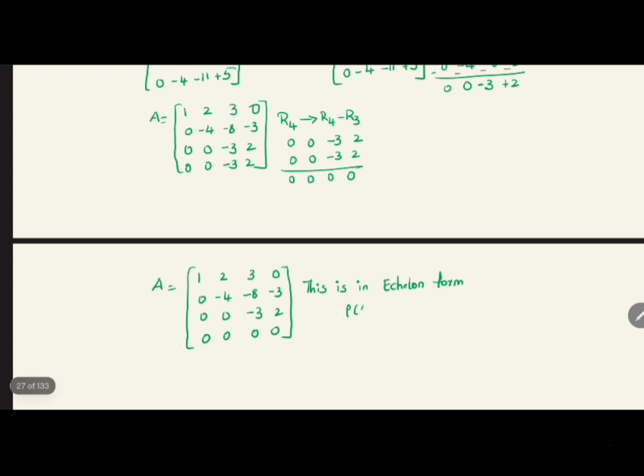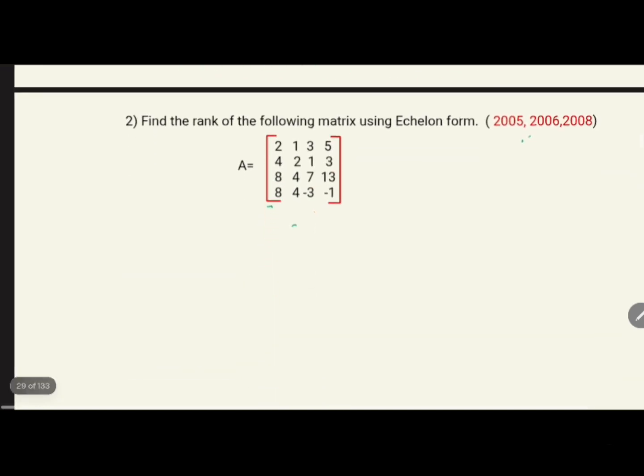So what is the rank of the matrix? The rank of the matrix is equal to what I told you, the number of non-zero rows. So how many non-zero rows are there? 1, 2 and 3. So therefore the rank of the matrix is equal to 3. Is that clear, students? Next.